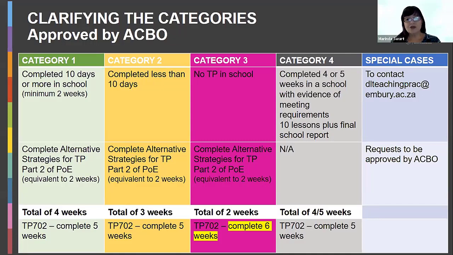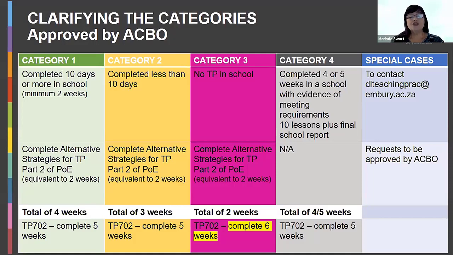Now, schools are closed. How will you get the stamp? So what you will do is you will submit to us. If you have the documents with you, email us the documents if they are not stamped, and then once the school's open, you will ask the school to provide the stamp and then give us the original. The school will then provide us with the original document. Right, so category 4 will have 4 to 5 weeks that they've completed for TP701, and then in TP702, they will complete 5 weeks. Okay.